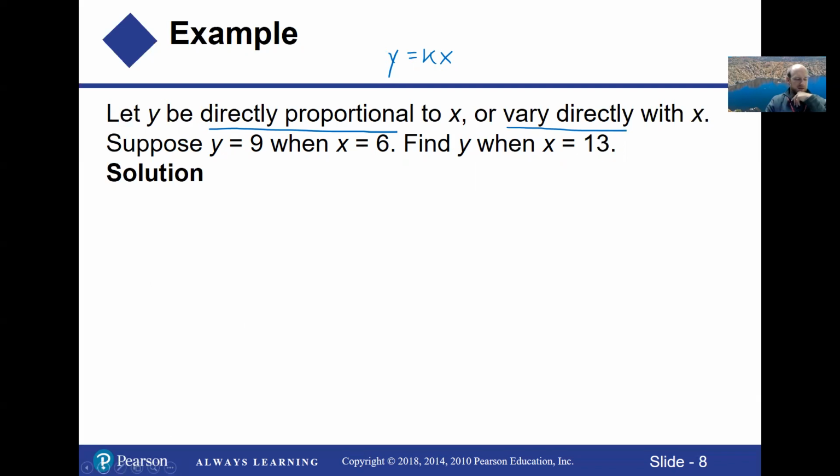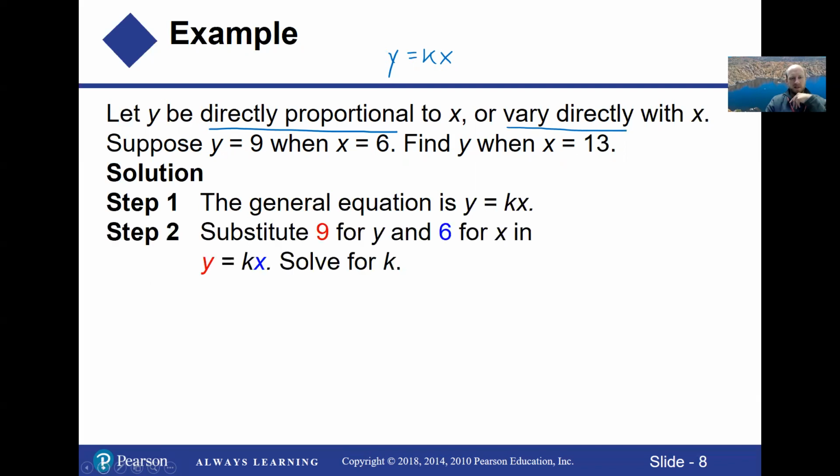So this is what you do. Again, step 1, you find your general equation. Then you're going to substitute 9 for y and 6 for x into your formula and solve for k. So that's what I do here.